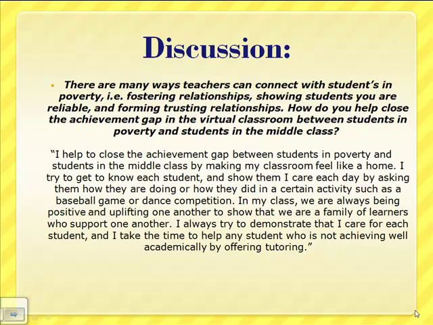I try to get to know each student and show them I care each day by asking them how they are doing or how they did in a certain activity, such as a baseball game or dance competition. In my class, we are always being positive and uplifting one another to show that we are a family of learners who support one another. I always try to demonstrate that I care for each student, and I take the time to help any student who is not achieving well academically by offering tutoring.